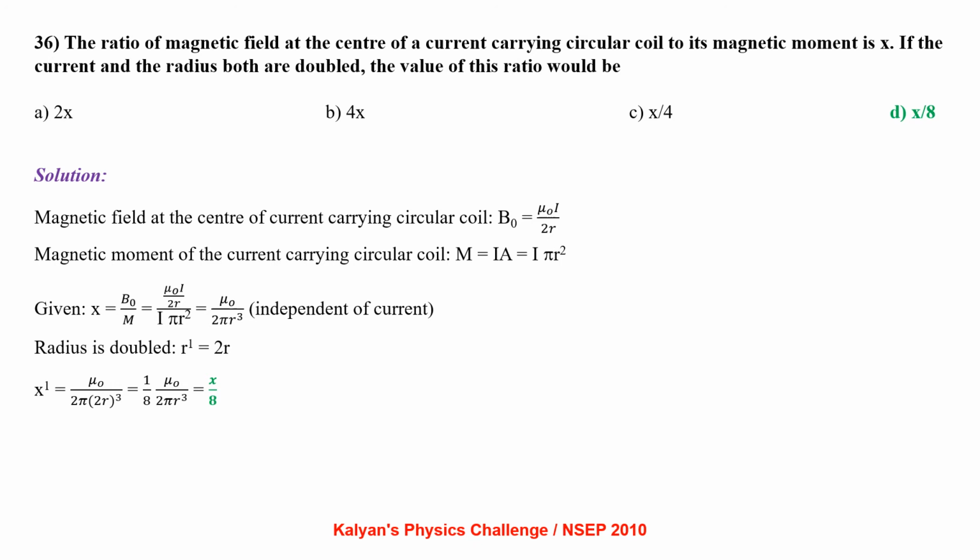Magnetic field at the center of the current carrying circular coil B0 equals mu naught I by 2r. Magnetic moment of the current carrying circular coil m equals I into A, that is I into pi r square. Given x equals B0 by m, that is mu naught by 2 pi r cube. You can see this ratio is independent of current. So if radius is doubled, that is r dash equals 2r, then x dash equals mu naught by 2 pi into (2r) whole cube, that comes out to be x by 8.